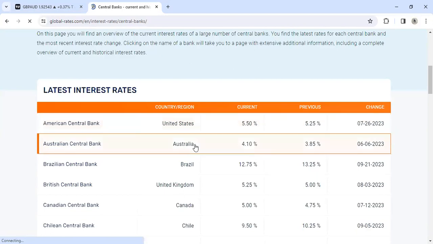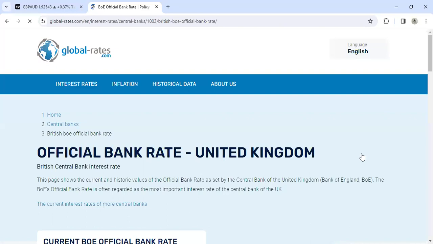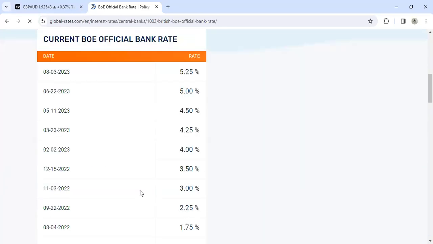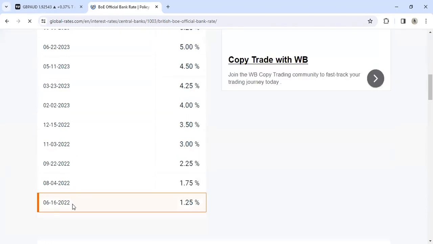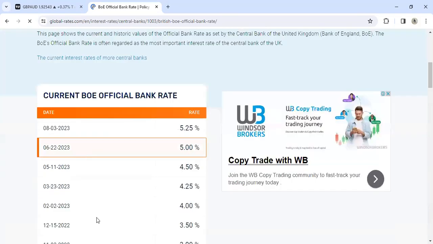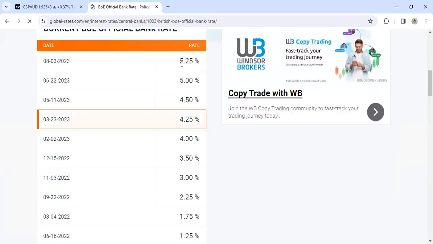So now let's look at GBP AUD, right? What has been the interest rate of GBP? The British pound interest rate has been 5.25%. And the last change was in the month of, I think February, or March, if I'm not mistaken. And if you look at the history of interest rates, you can see that right from the year 2022, the interest rate has been going up. You can see that it moved from 1.25 in April 2022 to 1.75. You can see it has been going up for the past year, right?